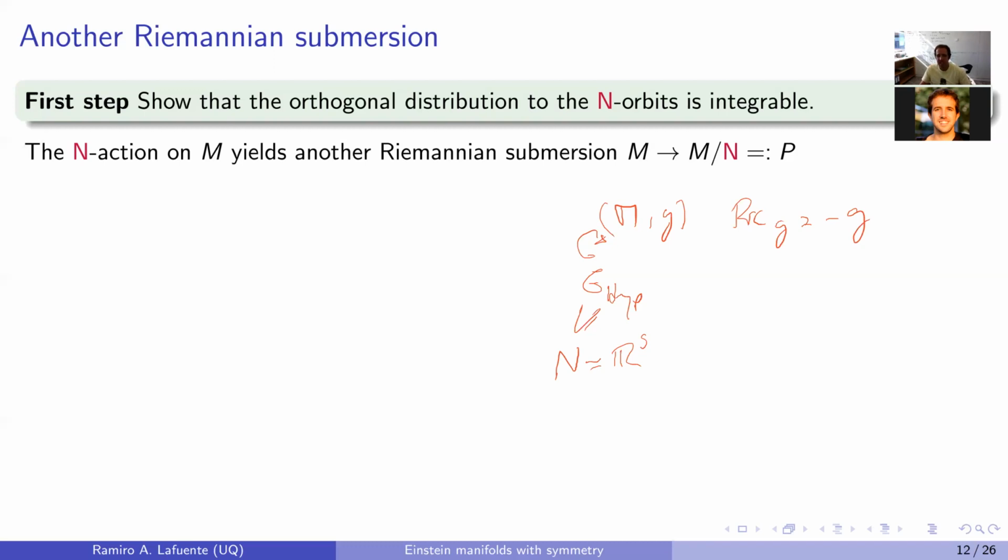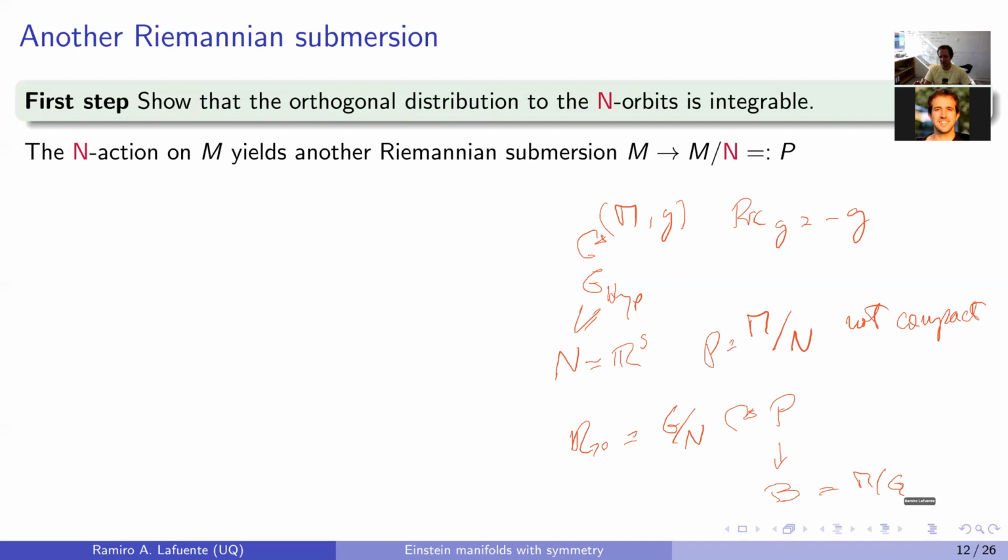And everything that I just said for the G action on M still applies for the N action on M. It's still a proper isometric action. The only difference is that now the quotient is not going to be compact. So we call this quotient P. It's not compact, but it clearly admits an action of the quotient group G mod N, which is isomorphic to just the real numbers. So this acts on P, and the corresponding quotient is the original quotient of M by G.